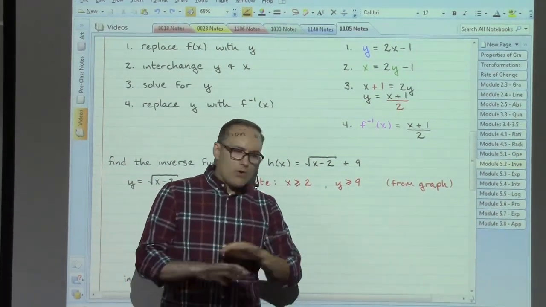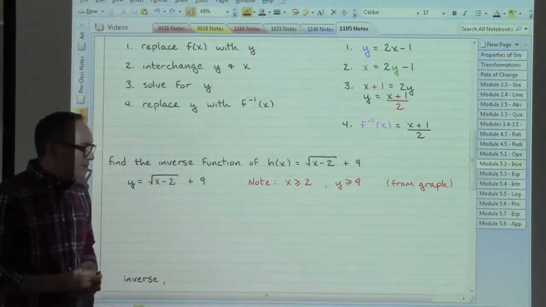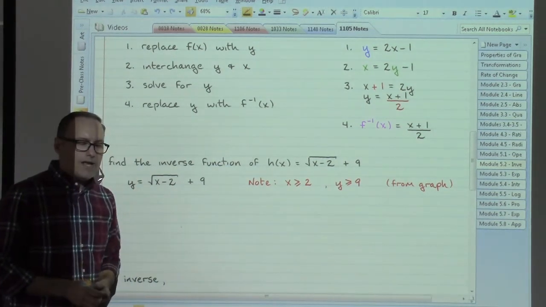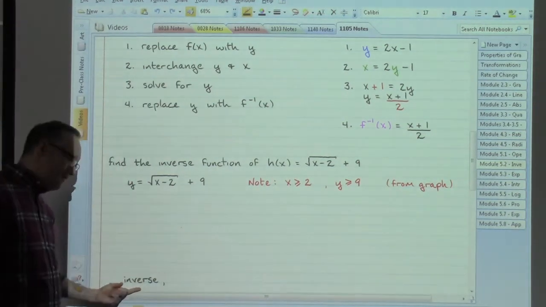Based on that shape, the horizontal line test is shaping up just fine. So if you're feeling really skeptical and graph that for yourself, you can verify that it passes the horizontal line test. H of x is one-to-one. H of x has an inverse.